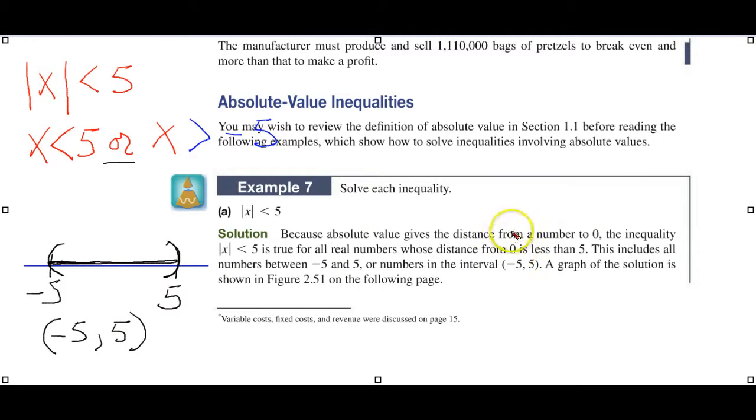Now they're going to show us this on the next page, but I wanted to give you a quick introduction here of what's going on. Now, whenever you see absolute value and the sign is less than, the graph is going to look like this. A little later they're going to reverse this, and it's a different kind of graph, as you'll see. Let's go on.